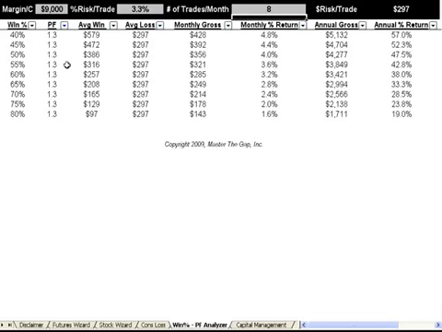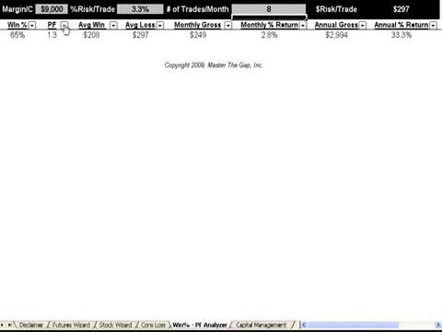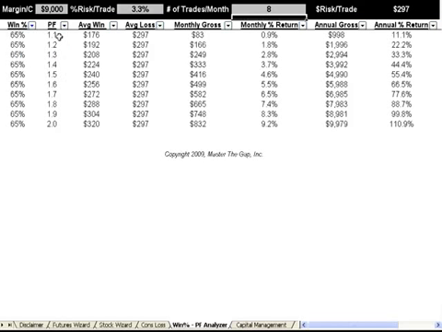We can also do the inverse, in which we select 65% win rate and then drop down the profit factor menu and look at all the different profit factors from 1.1 to 2.0 and then analyze the different monthly percentage returns and annual percentage returns.